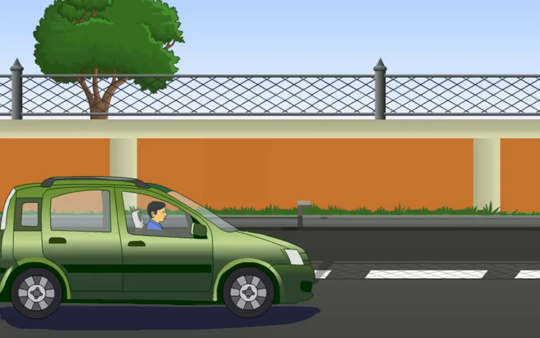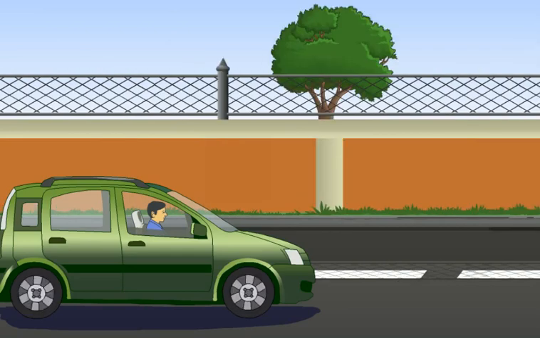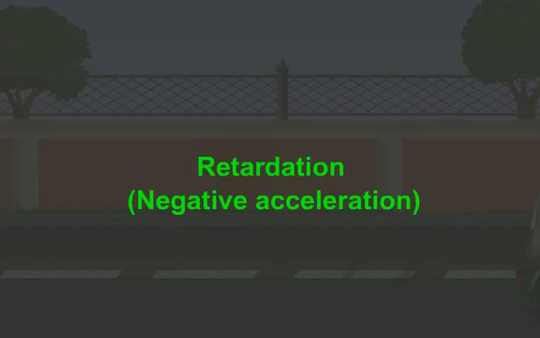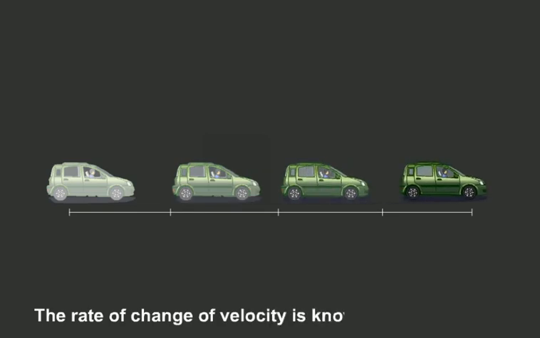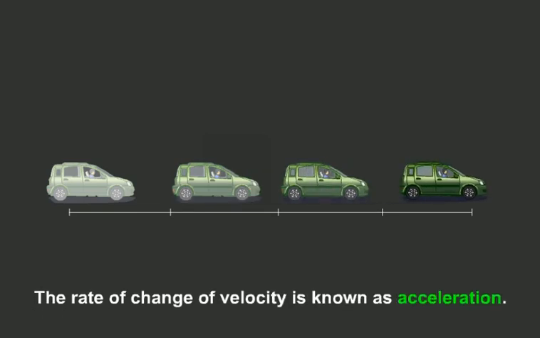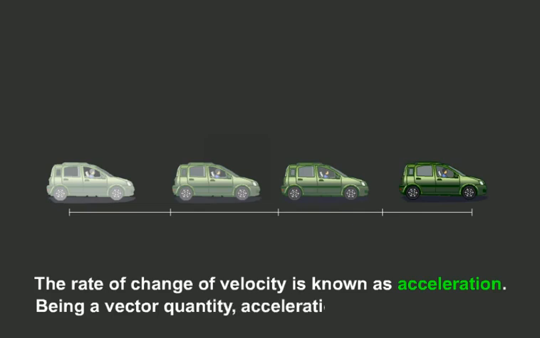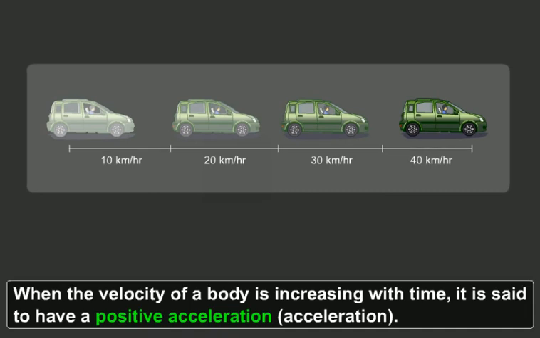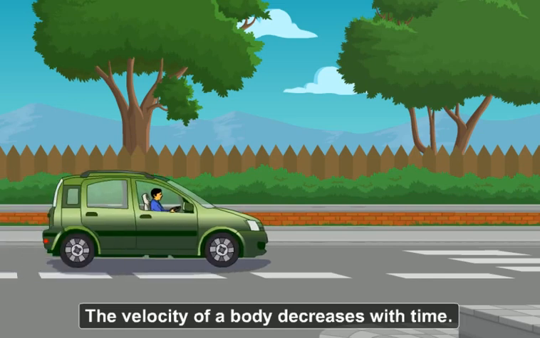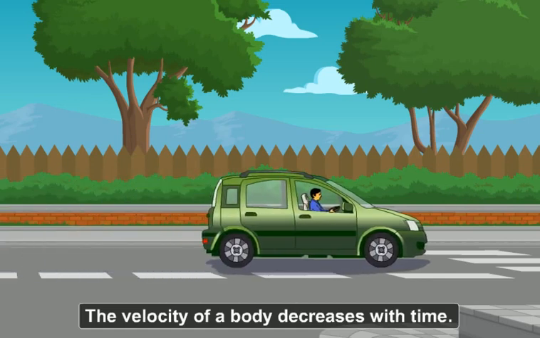Students, we discussed earlier about acceleration. Now let us have some discussion on retardation, or the negative acceleration. As you know, the rate of change of velocity is known as acceleration. Being a vector quantity, acceleration may be positive or negative. When the velocity of a body is increasing with time, it is said to have a positive acceleration, or simply acceleration. Sometimes the velocity of a body decreases with time.